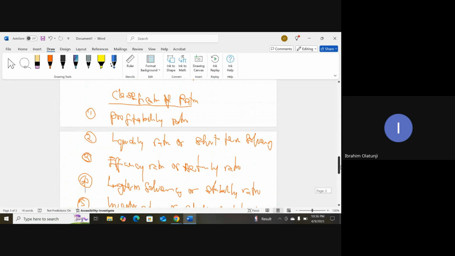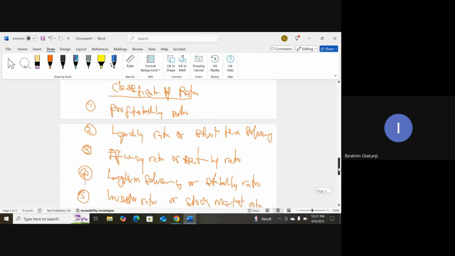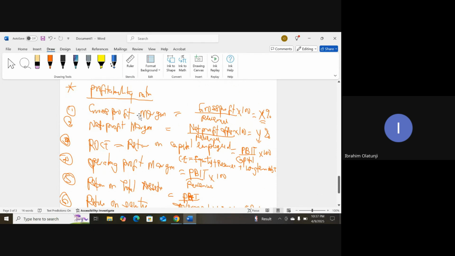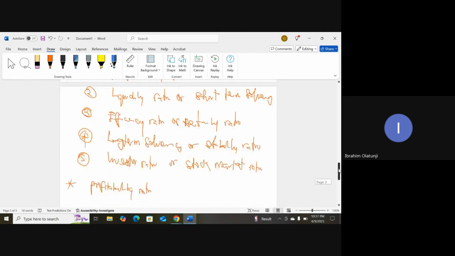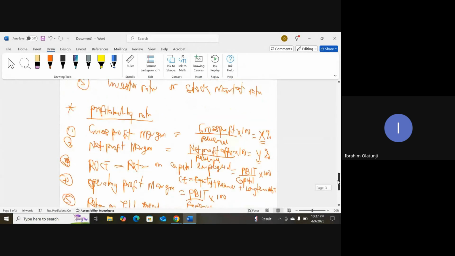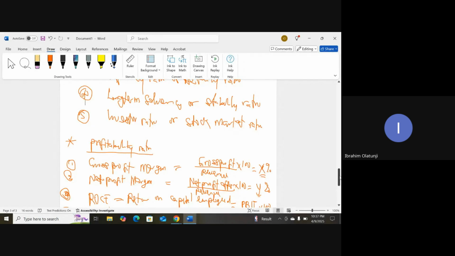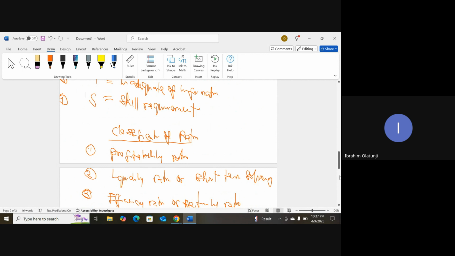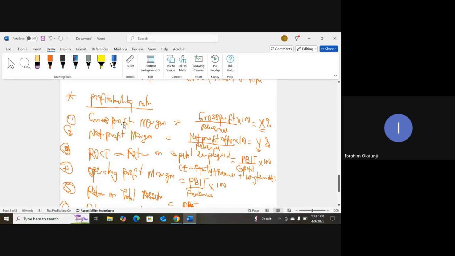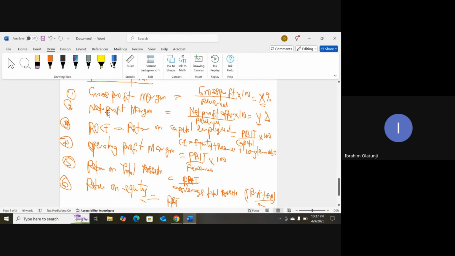If the examiner wants it to be easy for us, the examiner will just tell you to compute gross profit margin, operating profit margin, ROCE. But if the examiner is just telling you to compute profitability ratio, then these are the ratios on that. In the exam, the examiner can say compute the ratios under the following: profitability ratio, liquidity ratio. Then there's no time to waste. Among these profitability ratios, just look for the ones that are simple for you. Just calculate like three or four.